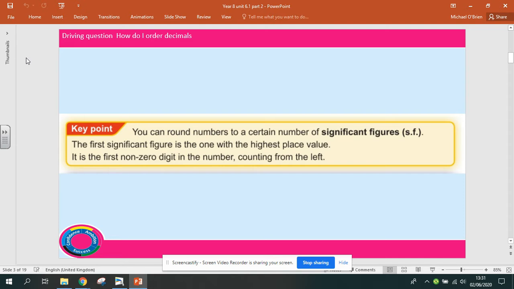So the first part of this lesson is going to be on significant figures, or rounding to significant figures. A significant figure is the first non-zero digit in the number, counting from the left. So you can round numbers to a certain number of significant figures, which we call SF. The first significant figure is the one with the highest place value. It's the first non-zero digit in the number counting from the left, because that will have the highest place value in terms of hundreds, tens and ones, and so on. I'd like you to pause the lesson now and write down that definition, please.